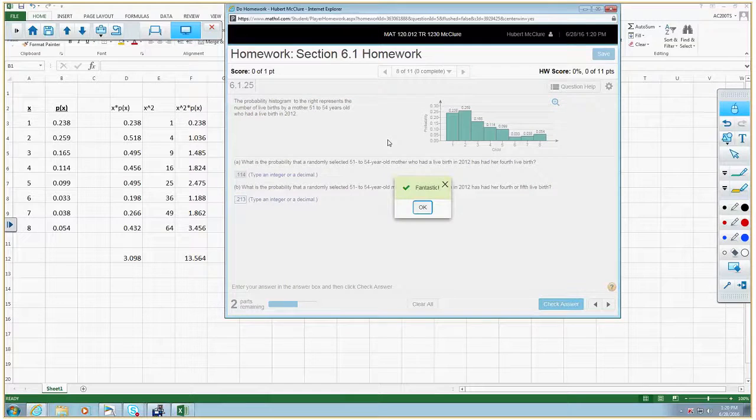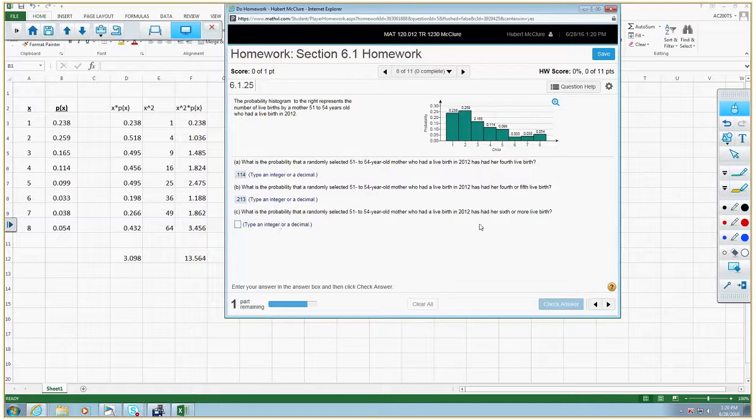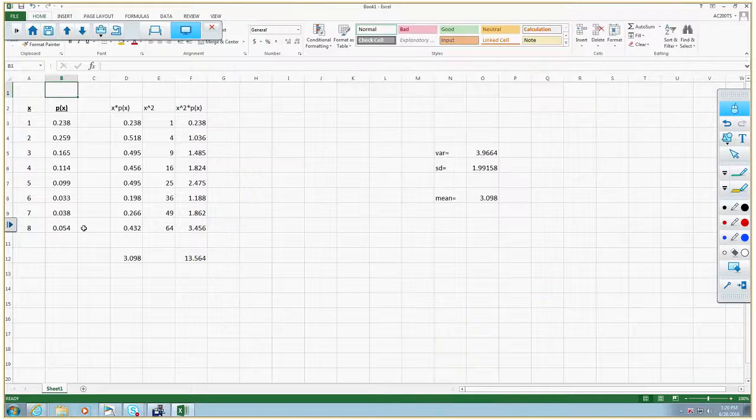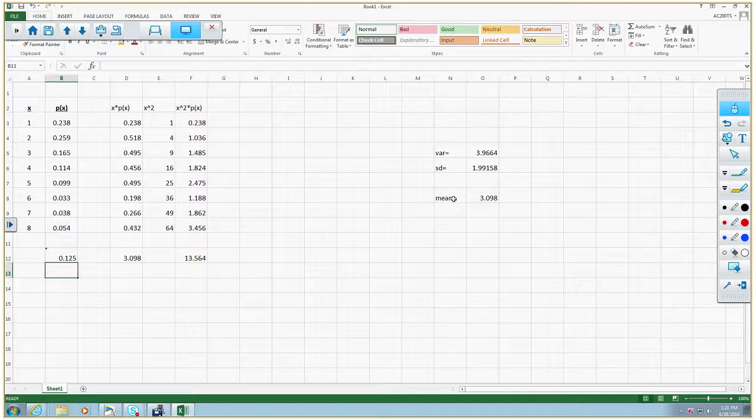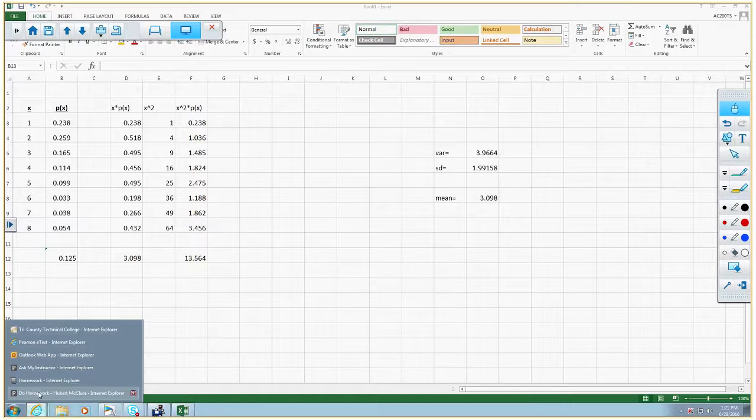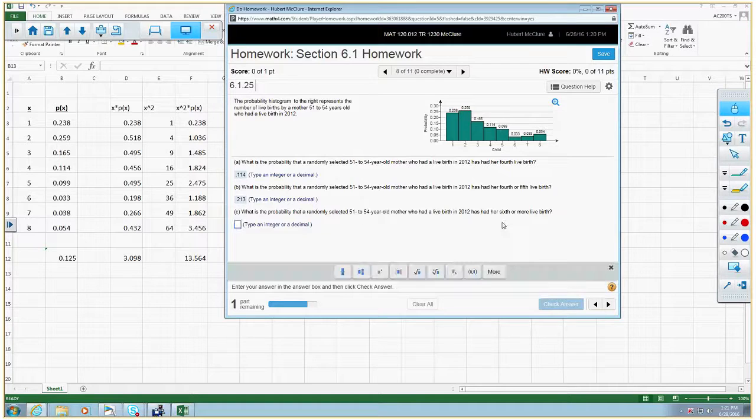It's just that enunciation and volume goes a long way. What is the probability of six or more? That's going to be these three added up, which you could easily just go down here and take this and do this. Don't you dare while I'm trying to do it. 0.125. That's correct. Thank you. You're welcome. I needed that affirmation.